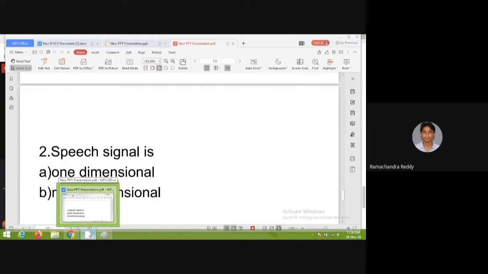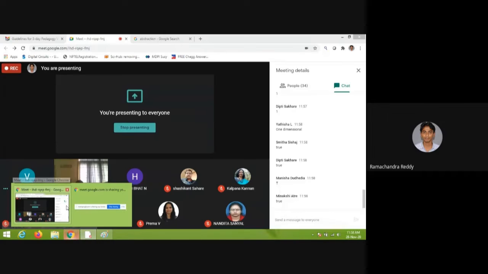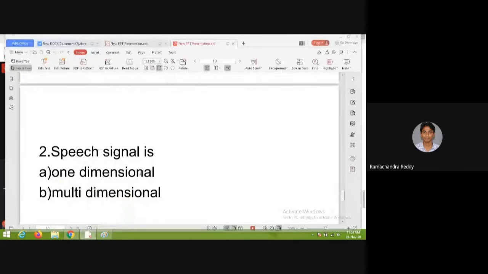Regarding the speech signal, we represent acoustic pressure variations as a function of time. Is it true or false? Regarding speech signal representation, we represent the acoustic pressure variations as a function of time. Is it true or false? True. Good. Very good.